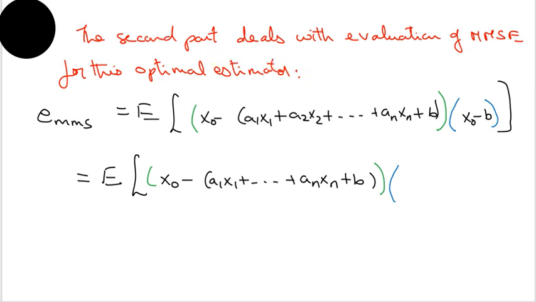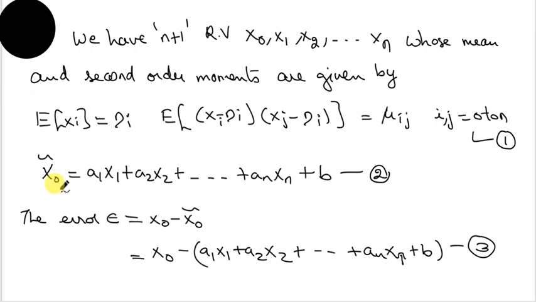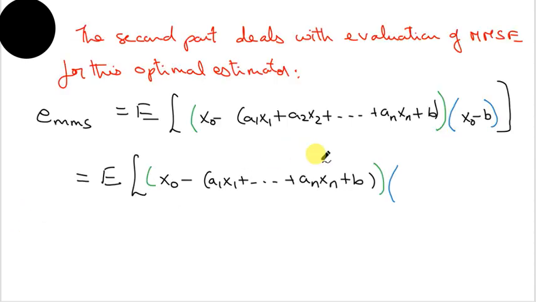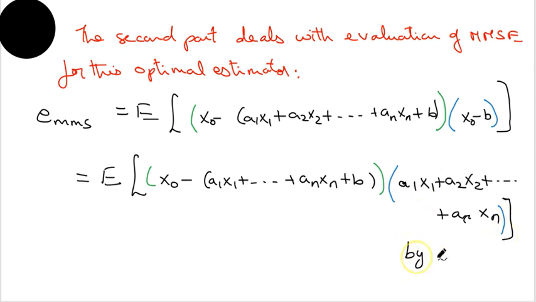Look into our second equation. Please look here. You have x naught. Pull this b to the other side. You will have x naught tilde minus b is nothing but our a1 x1 etc. up to an xn. So this is just going to be my a1 x1 plus a2 x2 plus etc. plus an xn, and now let me close the bracket. This I am getting by equation number 2. This is how I got this term.